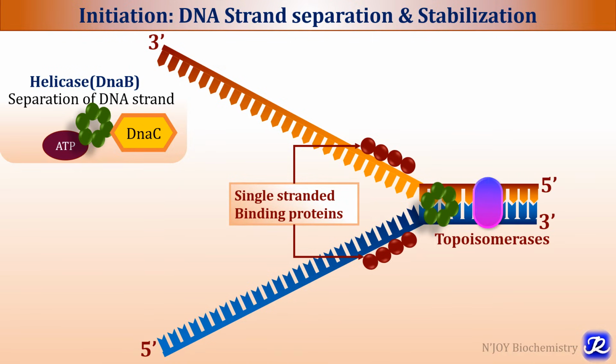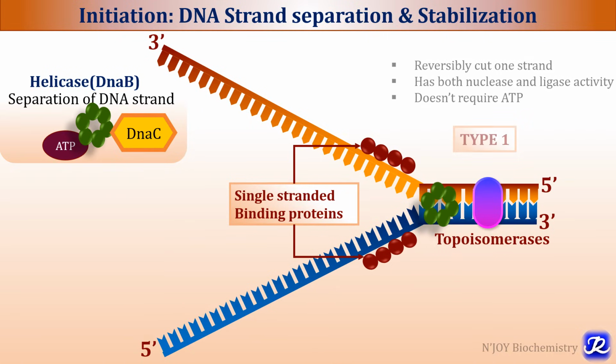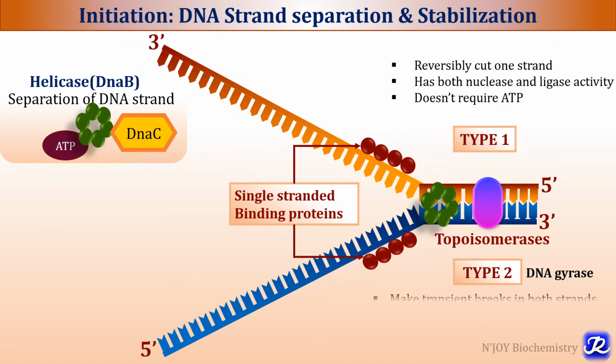Now, another enzyme, topoisomerase. There are two types of topoisomerase. Type 1 reversibly cuts one strand of DNA. It has both nuclease and ligase activity, and it does not require ATP. The other type is DNA gyrase, which makes transient breaks in both strands and requires ATP.